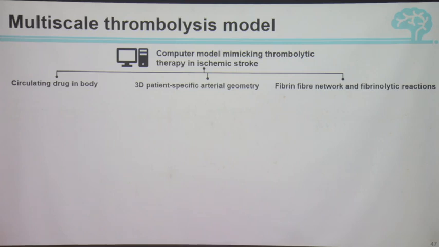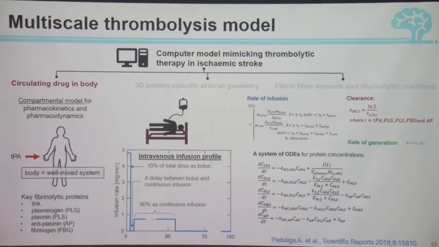I'll just give you a brief overview of the models that we have developed. That includes looking at the circulating drug in the body, so the PK/PD model first. When you build a PK/PD model, this is basically a compartmental model, so you can divide the system into multiple compartments, and you regard the body as a well-mixed system.